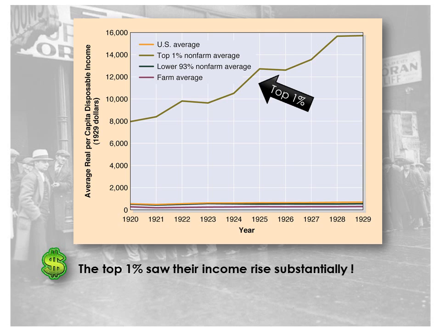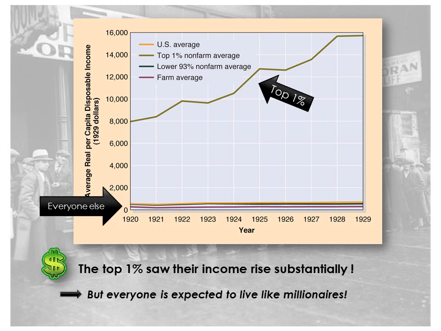Top 1%, their income went up. Everybody else is staying the same, but they are expecting to live like millionaires, and so they're buying on credit so they can keep up with that 1% and show everybody all of the new consumer goods that they have. I mean, who really are you if you don't have the latest Model T?